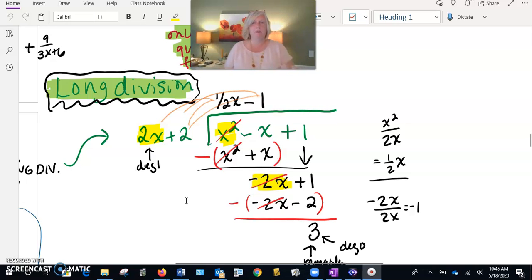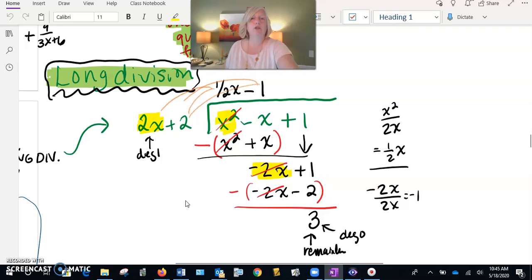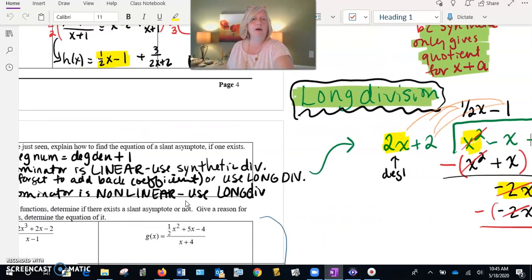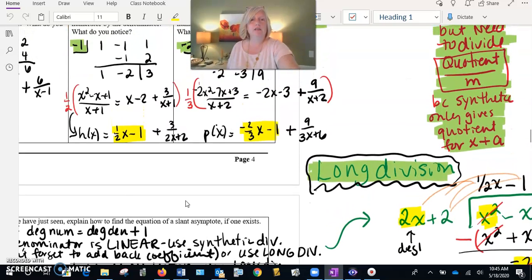And so you can kind of compare this when you come back up here. Remember that 1/2 x minus 1. If we come back over here, there's that 1/2 x minus 1 right here. So that was the quotient right there. And then notice that my remainder is right there.